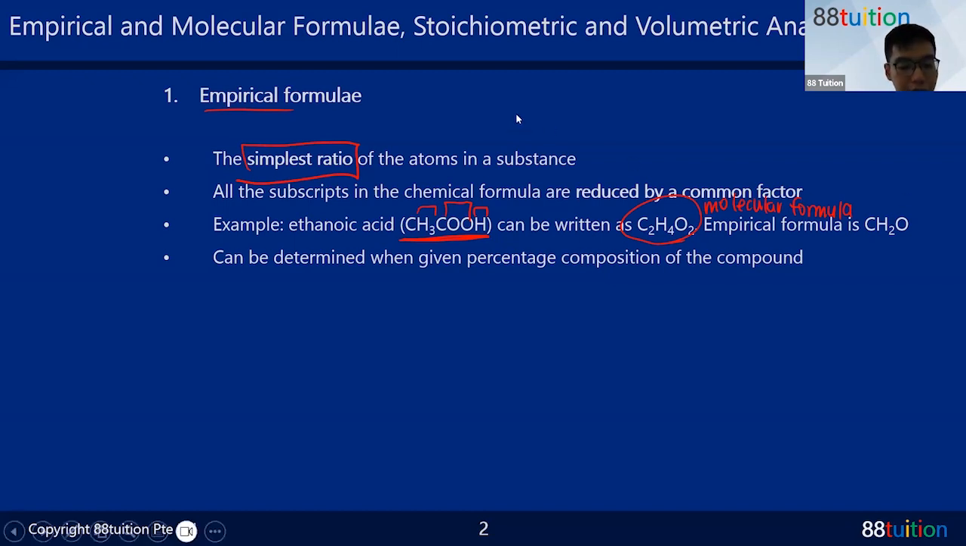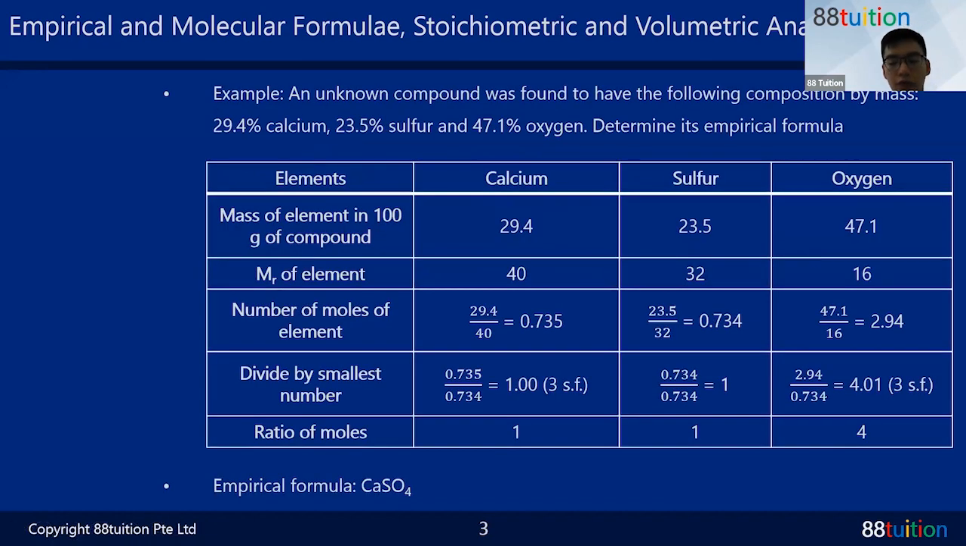You can actually find out information about a compound. You can determine the empirical formula if you have certain information, for example, the percentage composition of the compound. Later we'll go through some examples and see what they look like. For example, we know that an unknown compound was found to have the following composition. You don't know what this compound is, you don't even know its formula, but you know that it contains calcium, sulfur, and oxygen. Then the question asks you, can you find the empirical formula?